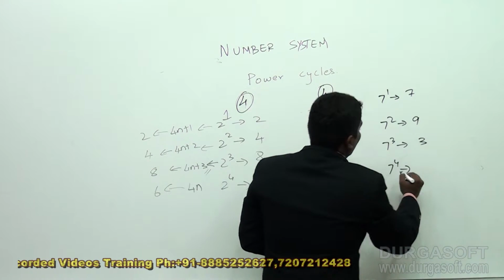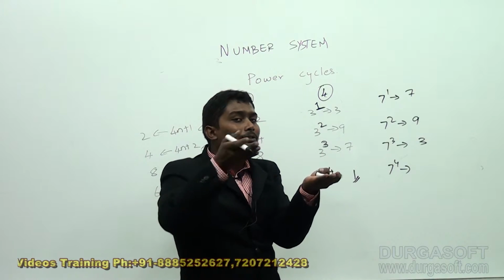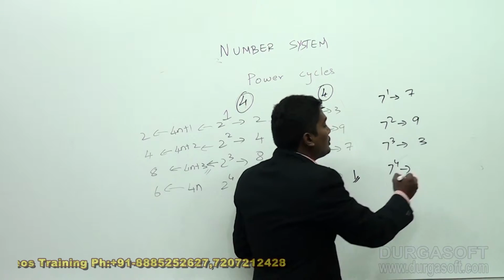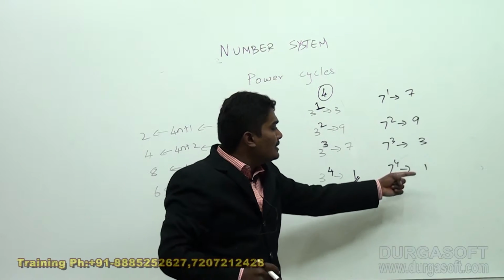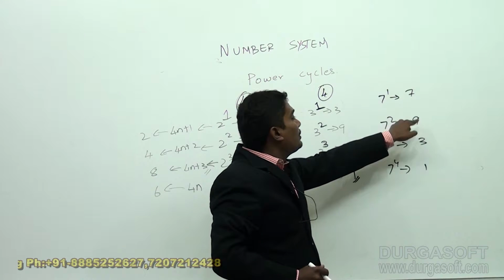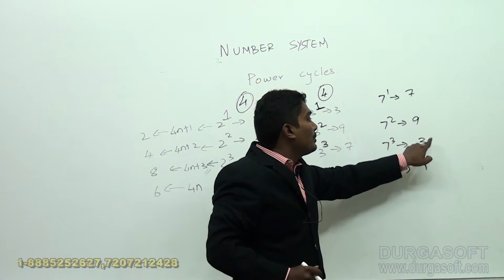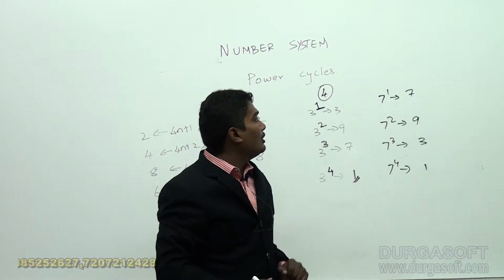7 to the power 4. Again 343 into 7, if I do, the units place will be: 7 3s are 21, 1 and 2 in the carry, which means I'll consider only the units place, which is 1. Again 1 into 7 will give me 7. So 7 power 5, the unit digit will be 7. 7 power 6, the unit digit will be 9. 7 power 7, the unit digit will be 3, and it continues the same way.